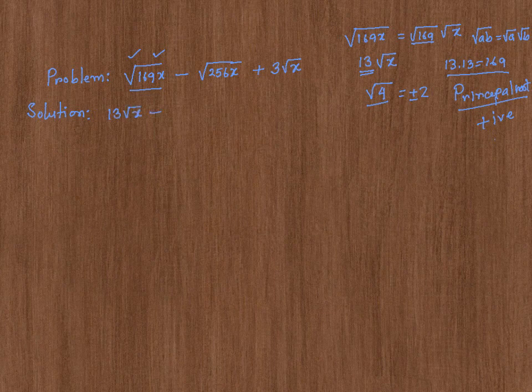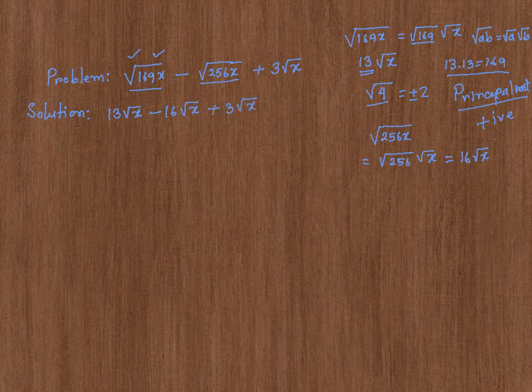And similarly, square root of 256x is going to be 16 times square root of x. I could just simplify it here quickly for you. It's going to be square root of 256 times square root of x. But square root of 256 is 16, by the way. So 16 times square root of x. Now, I am going to substitute this value with 16 times square root of x. Then plus 3 times square root of x.